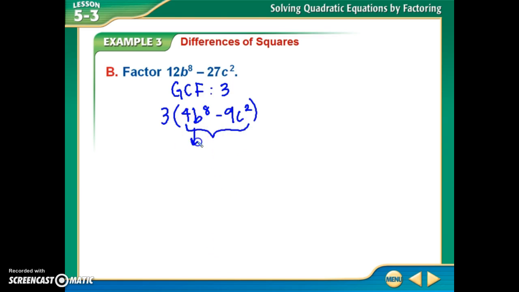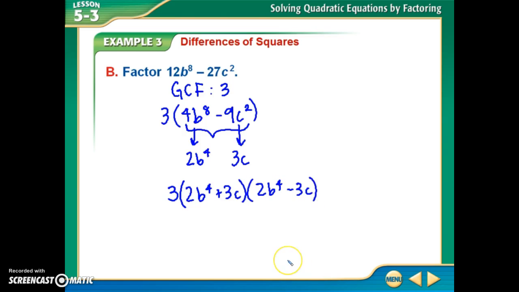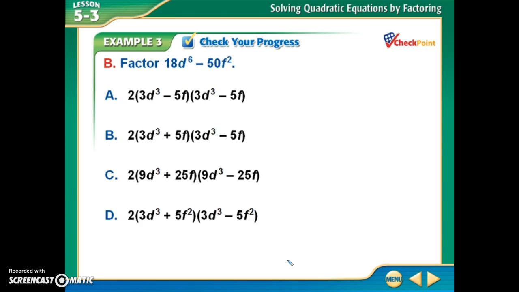The square root of 4b to the 8th is 2b to the 4th. And the square root of 9c squared is 3c. So now don't forget about your 3 out front. That's still part of your answer. So we have a 3, then 2b to the 4th plus 3c, 2b to the 4th minus 3c. Your first step is always to look for a GCF. Our last example, go ahead and work it out. See if you can get the same answer as I do.